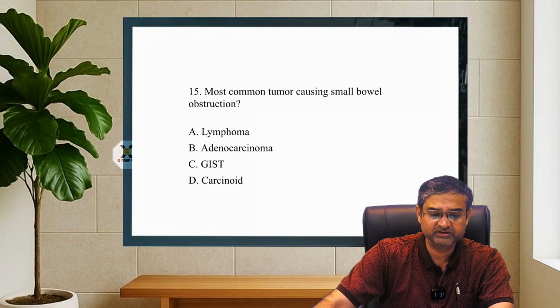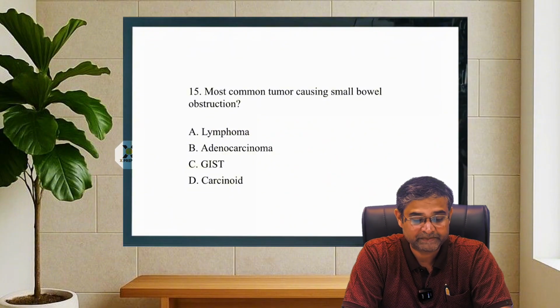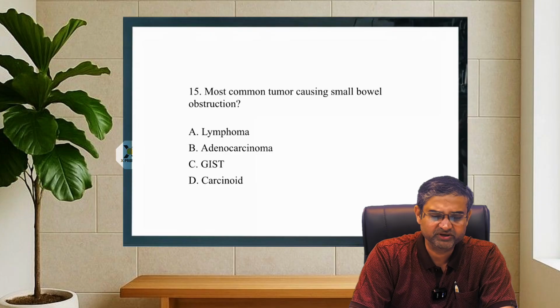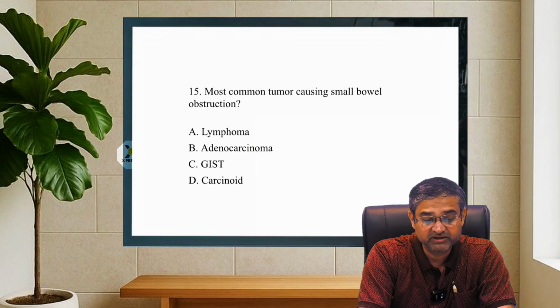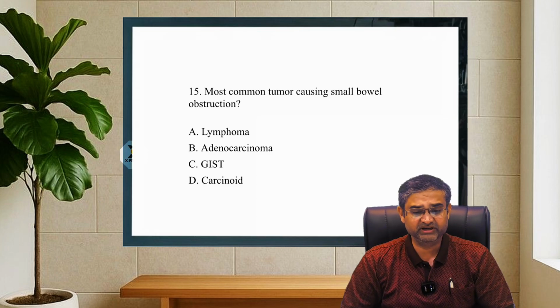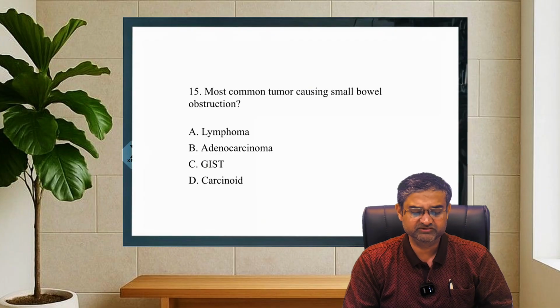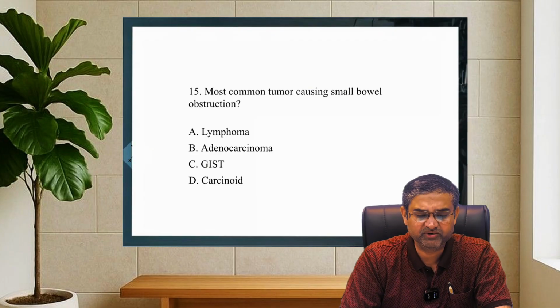Question number 15. Most common tumor causing small bowel obstruction. This is a very rare tumor, but you have to be very sure. The answer is adenocarcinoma, while lymphoma, cyst and carcinoid are also tumors, but they don't cause obstruction. This is very peculiar about adenocarcinomas of small bowel.